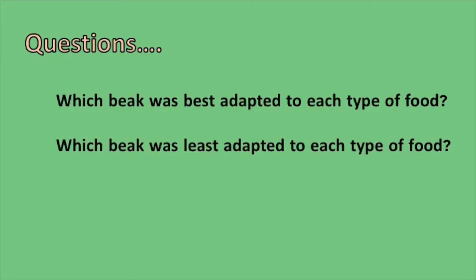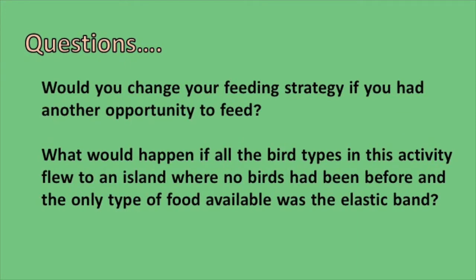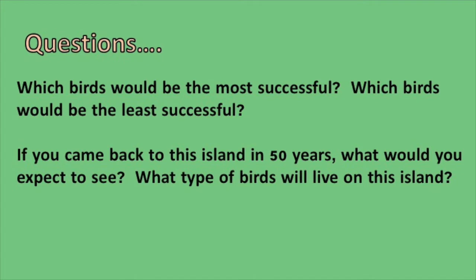Which beak was best adapted to each type of food? Which beak was least adapted to each type of food? Would you change your feeding strategy if you had another opportunity to feed? What would happen if all the bird types in this activity flew to an island where no birds had been before and the only type of food available was the elastic band? So on that island, which birds would be the most successful? Which birds would be the least successful? And if you came back to this island in 50 years, what would you expect to see? What type of birds will live on this island?